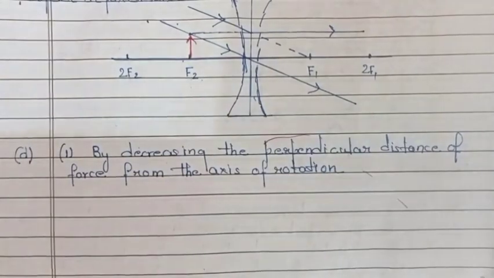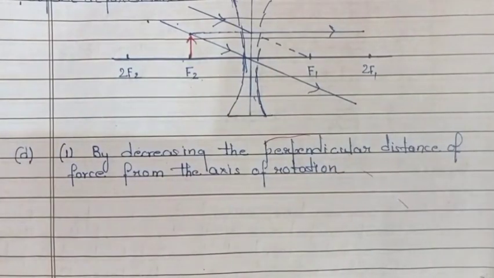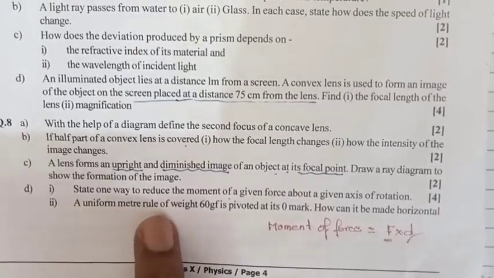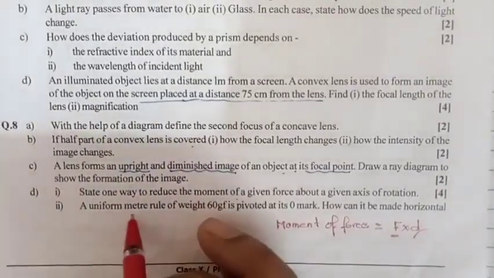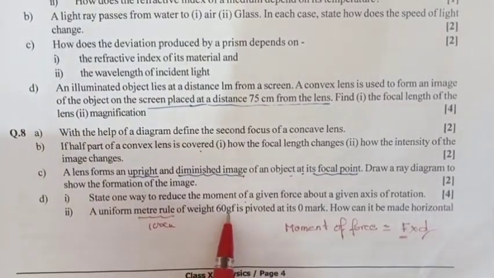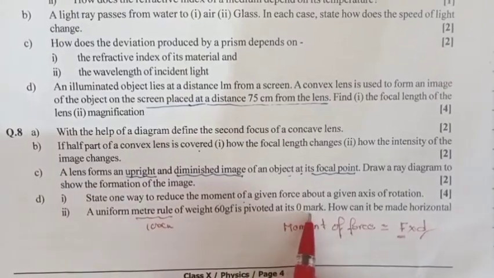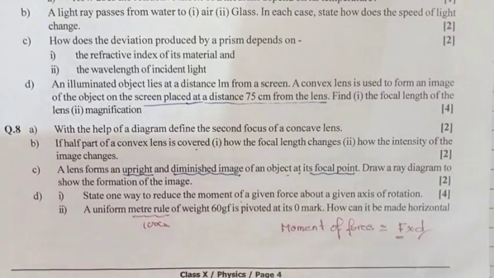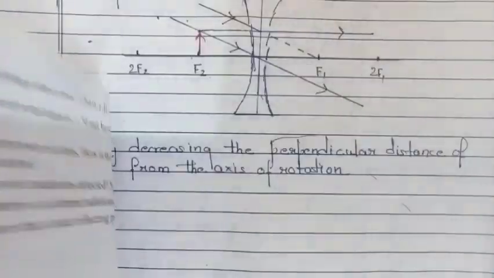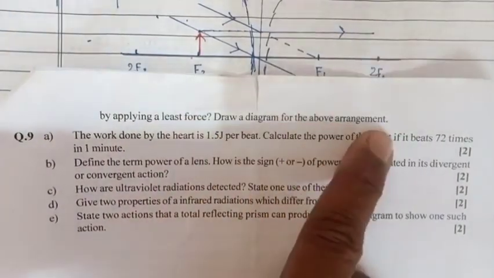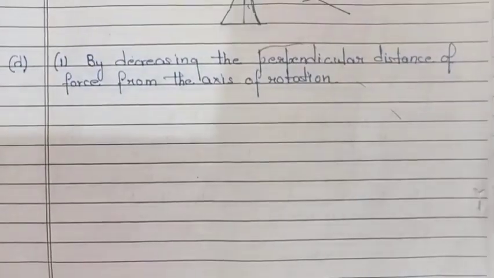This is how we can reduce the moment of force. Okay, now the next part is, we have been given a uniform meter rule. Now it's a meter rule, that means this rule will be of 100 centimeter. Its weight is 60 GF and it is pivoted at 0 mark. And now they say, how can it be made horizontal by applying the least force? And now we have to draw the diagram. Let's see how you will draw the diagram.